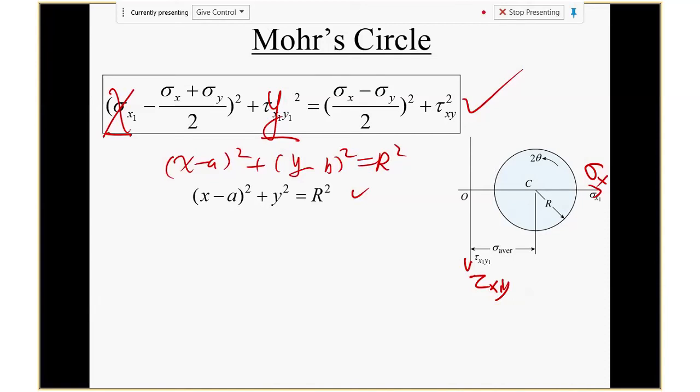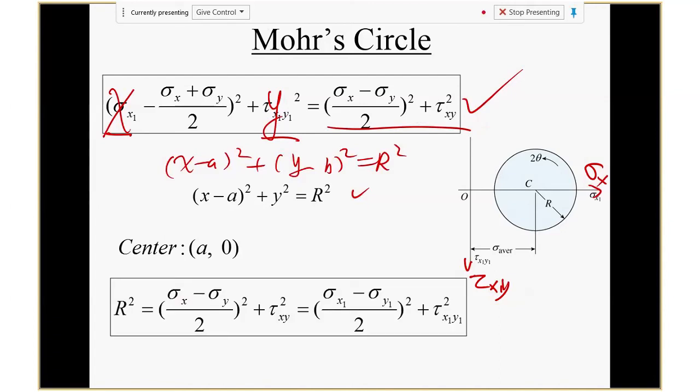Now, in this case, what's the b value? 0. So therefore, your center is at (a, 0). So we find the center. Now we need a radius. What's the radius? This is the radius, that's the r squared. So r squared equals that, and we can draw the Mohr circle.